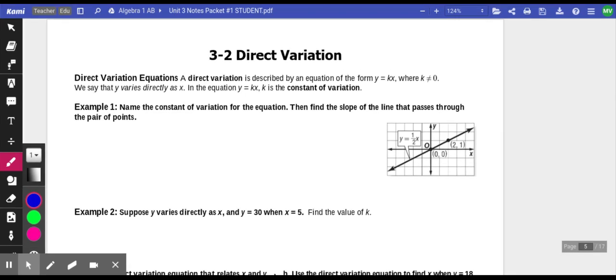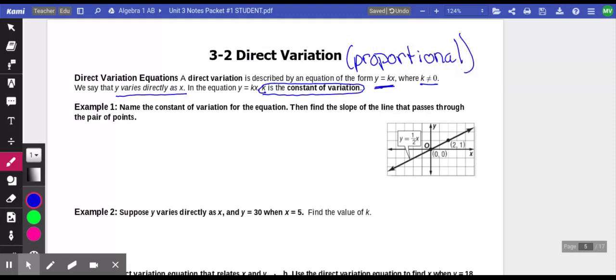So direct variation equations. A direct variation describes an equation in the form y equals kx, where k can't be 0, and we say that y varies directly as x. In the equation y equals kx, k is the constant of variation. These are proportional relationships you may have heard about in 8th grade. Proportional as well as direct variation are really the same thing.